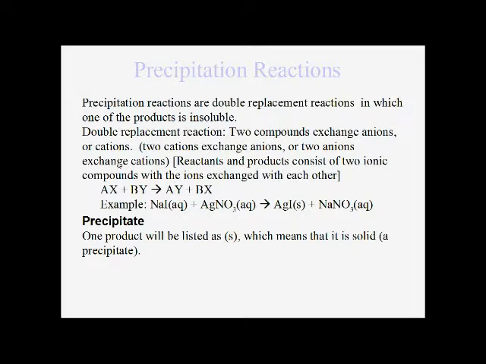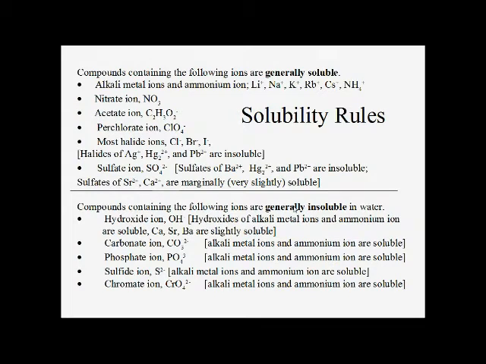So to do the double replacement reaction, we're going to take the cation from the first compound, combine it with the anion of the second compound to form one of our possible products. The cation from the second compound combines with the anion of the first compound to form a second possible product. So one of these has to be insoluble to create a reaction. And the insoluble one is going to be listed with an S for solid. Well, we're going to learn how to predict these reactions using solubility rules.